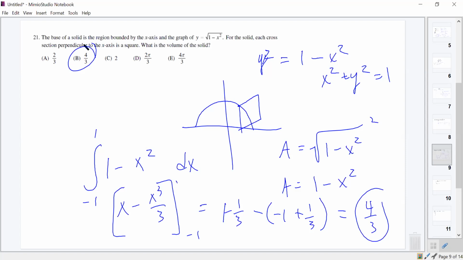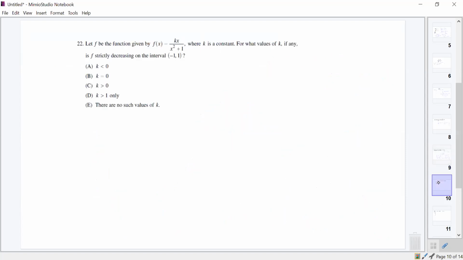Good. All right. We've got f is the function given by f of x equals kx over x squared plus 1, and k is a constant. We want to know what values of k make f strictly decreasing on the interval -1 to 1. So basically, we just want to know what values of k make the derivative negative. So we'll take our derivative.